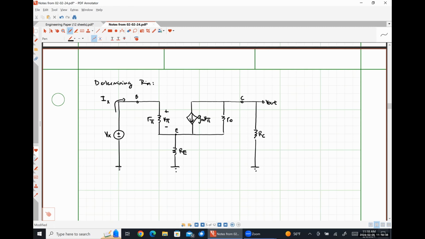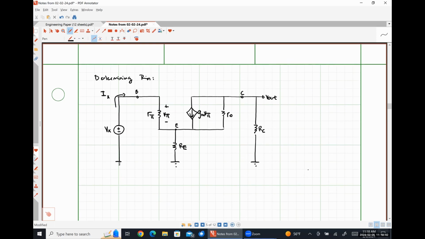So we're going to do something pretty similar to what we did earlier. I'm going to perform KCL at the emitter node. So I'm going to say the currents flowing in must equal the current flowing out.